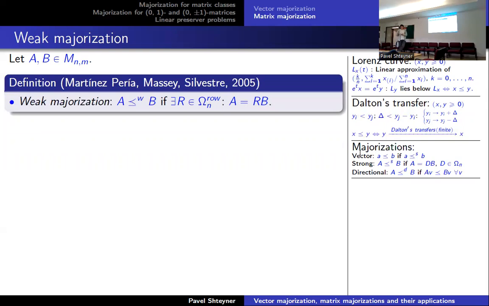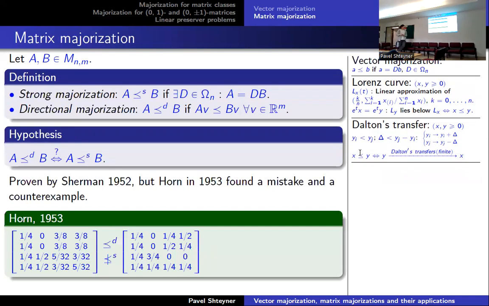The definition is similar to strong majorization, but we use row stochastic. We don't require column sums to be ones. This was proposed by Martinez, Perrier, Massey, and Sovietsky in 2005. A row stochastic matrix is a nonnegative matrix where the sum of elements in every row is one. And a doubly stochastic matrix, in addition, has the sum of elements in every column equal to one.